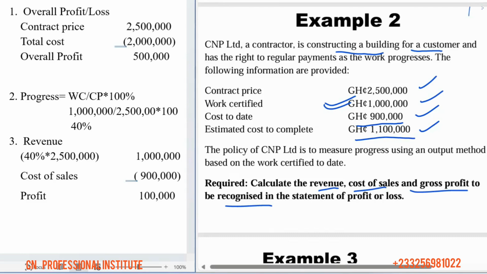100,000. So as simple as that. So our profit is what? 100,000. So that's how we go about this.